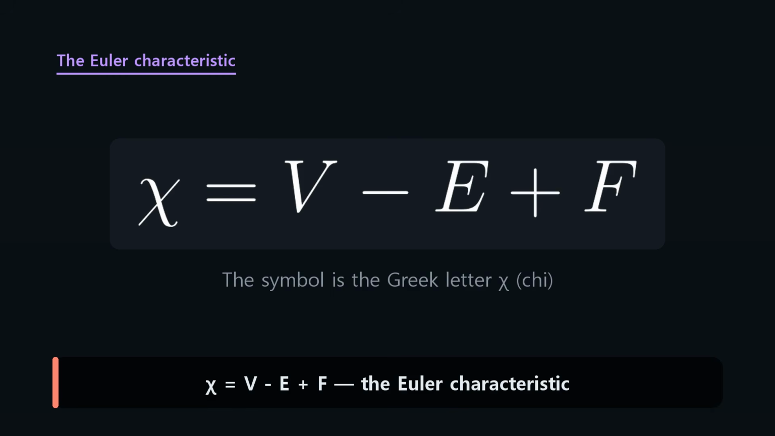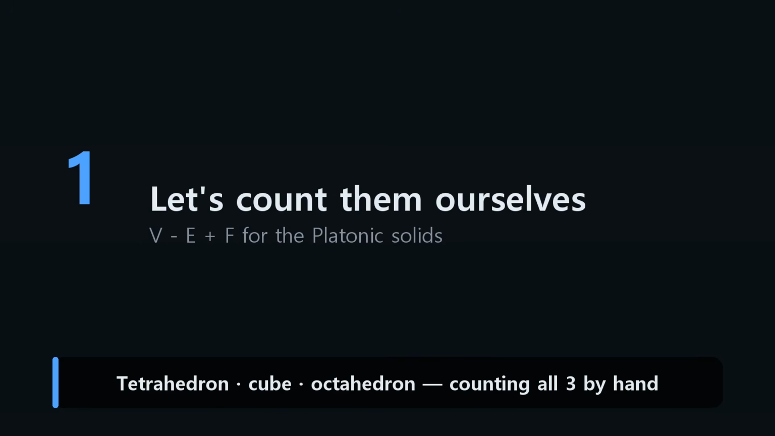So where does this number 2 come from? Its name is the Euler characteristic, and its symbol is chi. Hearing it in words alone, you might be skeptical. We've already counted the die, that is, the cube, so let's finish counting the other 2.